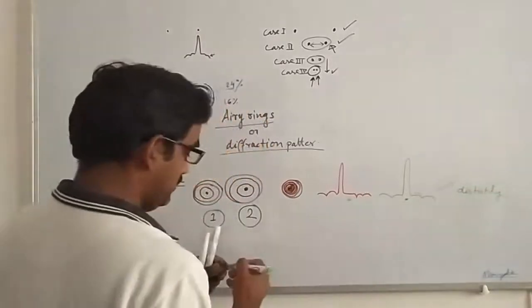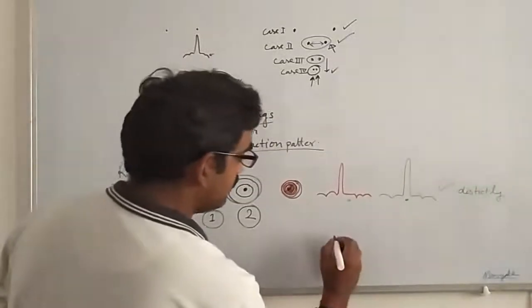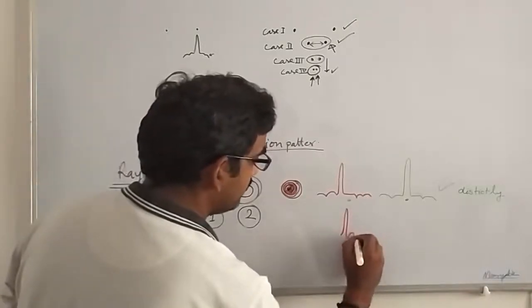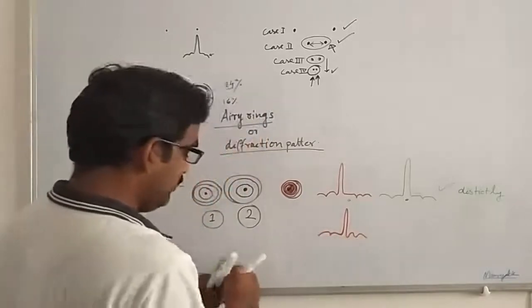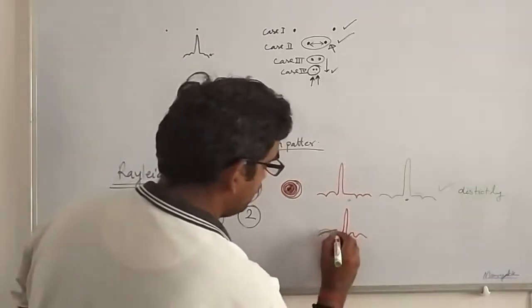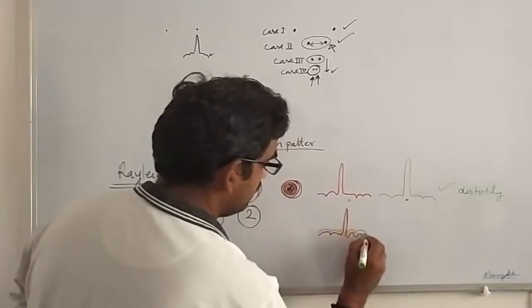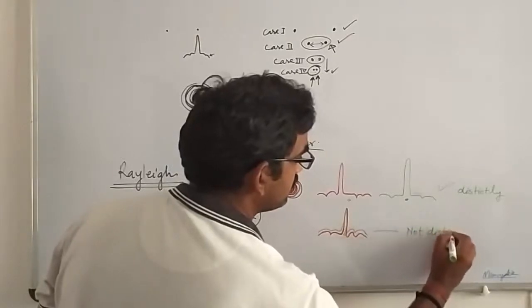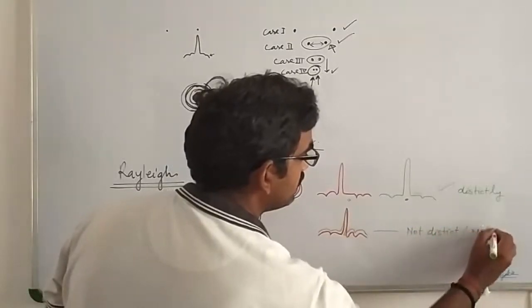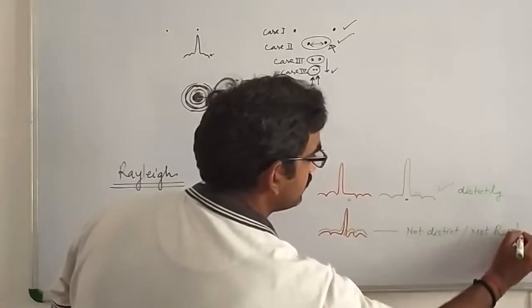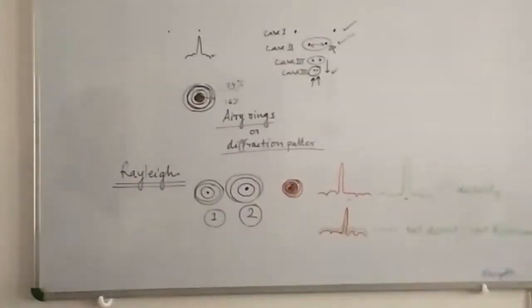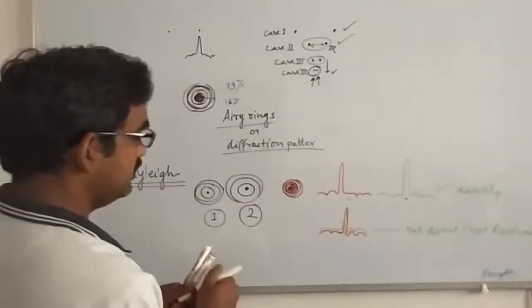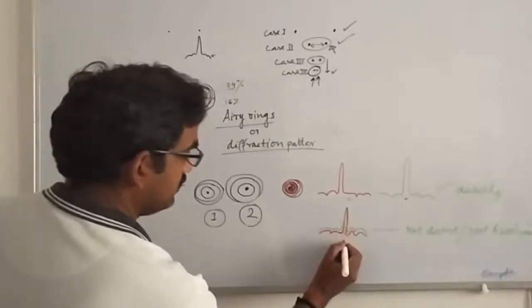But suppose the two diffraction patterns merge, then they are not distinct, they are not resolved. So we cannot see the two points distinctly.